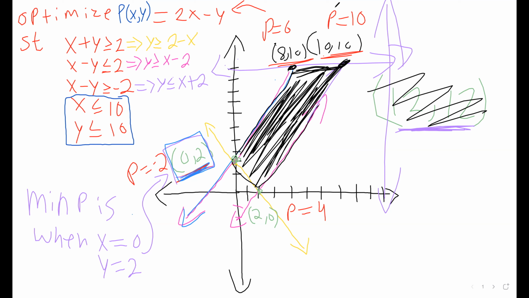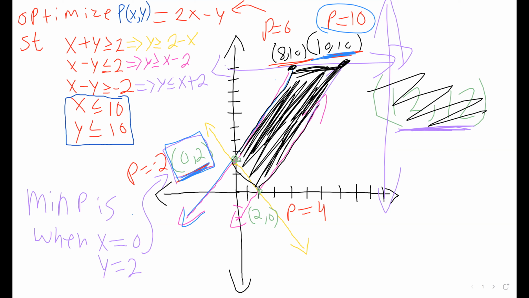Notice how nothing really happened with the minimum when we added the two constraints of x is less than or equal to 10 and y is less than or equal to 10. However, notice that now our answer for the maximum is no longer unbounded. Now the answer for the maximum is 10, 10. The reason why is because that gives us the biggest p-value. And there's no other point that will give us a bigger p-value, because now we can't plug in 12, 12 like we did previously.